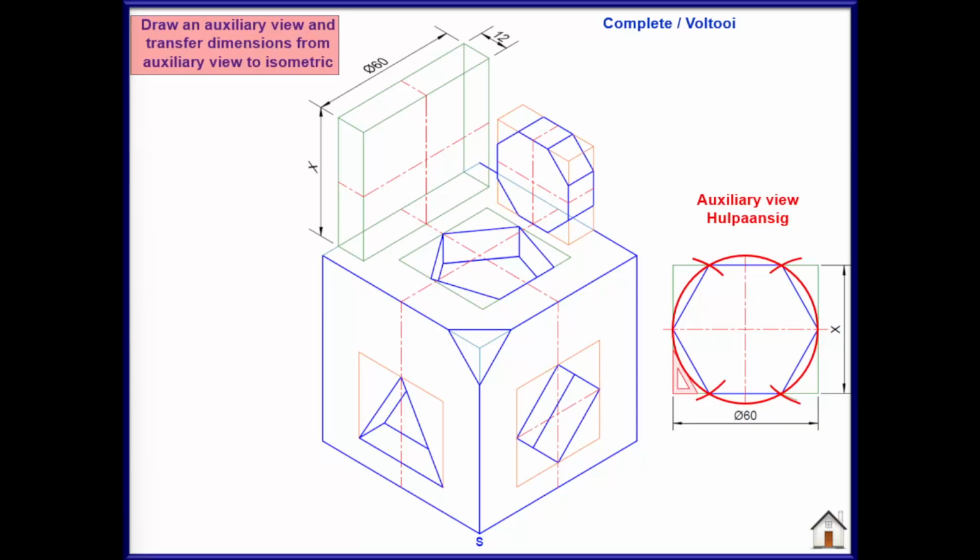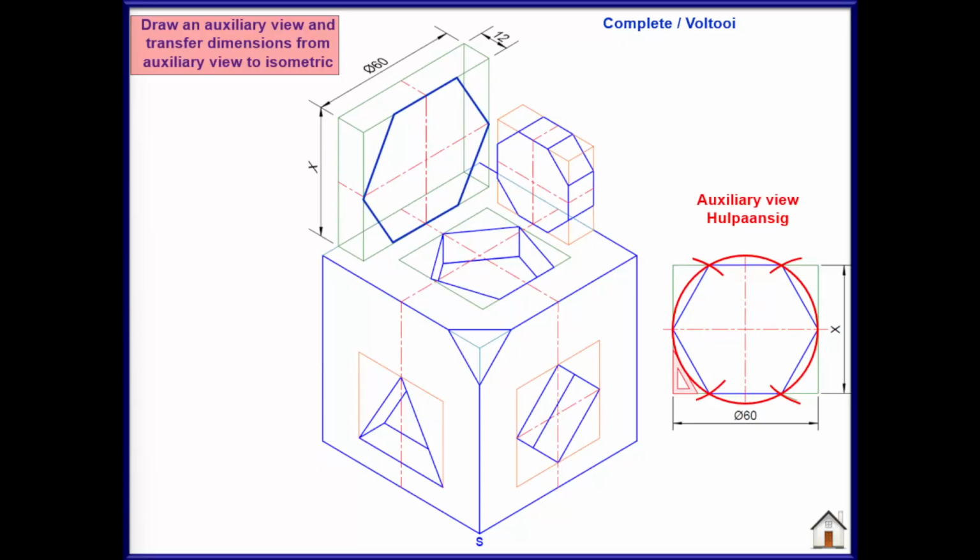Your next step is to construct a construction rectangle around your hexagon. Transfer all these distances, distance x for the height and the 60 millimeters that was given for the width. Draw your construction rectangle on the back edge of the cube and place the center lines appropriately. Project your construction rectangle to the front, place the center lines appropriately and construct a rectangle in the isometric. Next step is to transfer the distances from the auxiliary view to my isometric. Apply this to all the corners and complete your hexagon in the isometric.